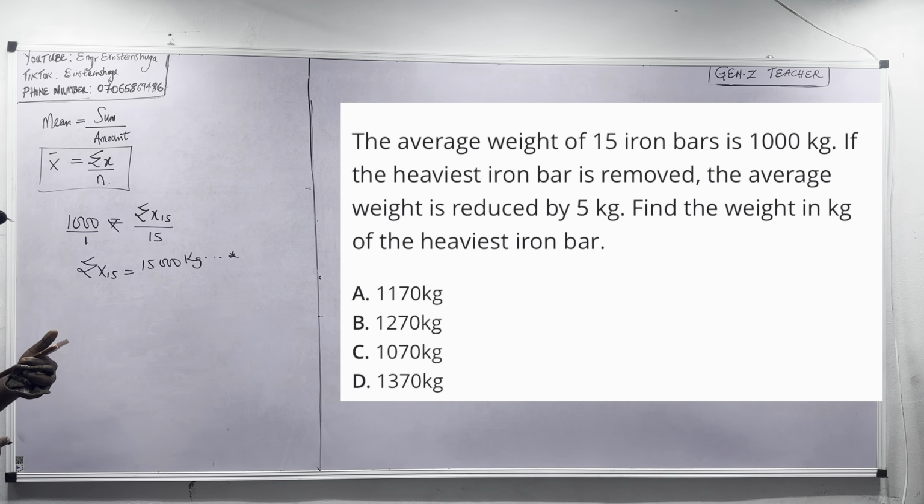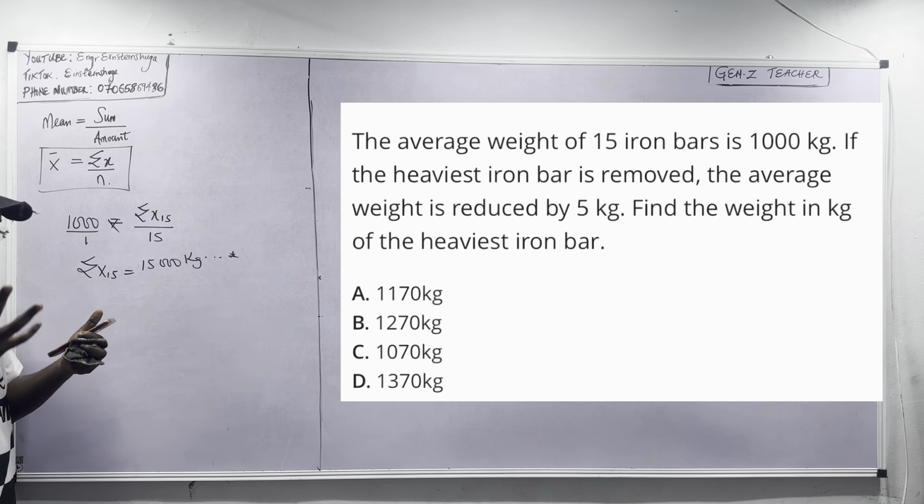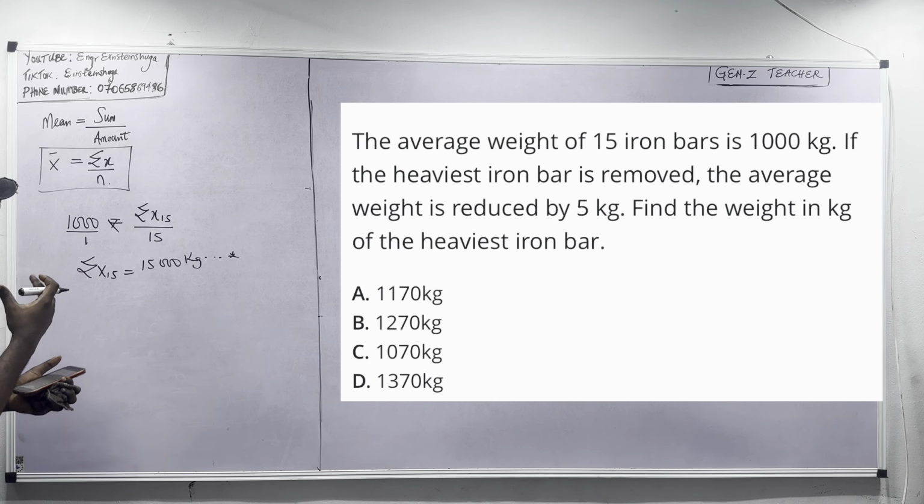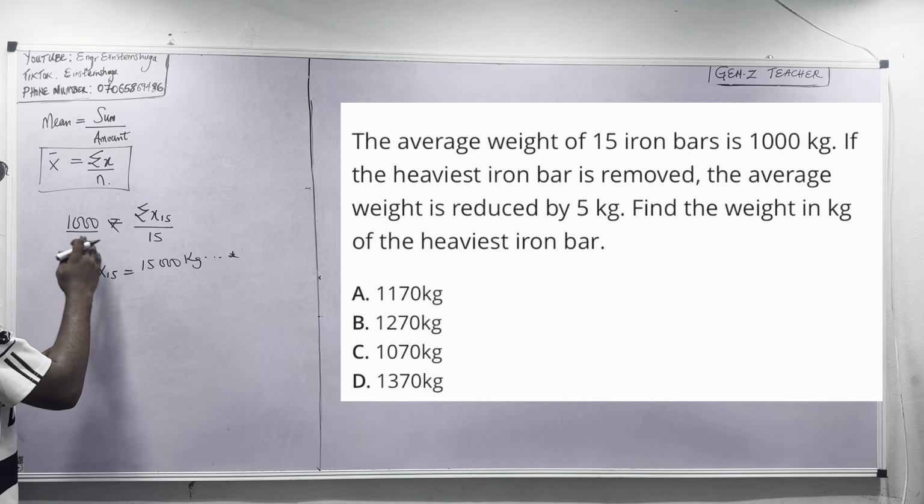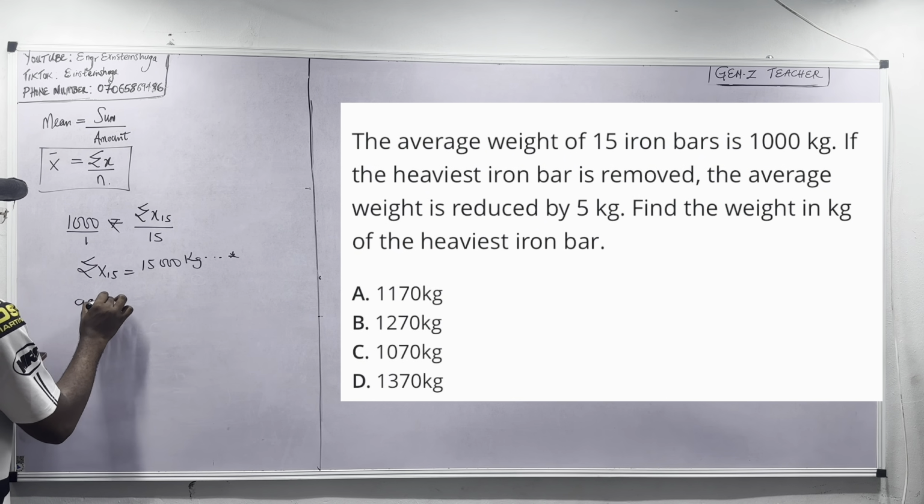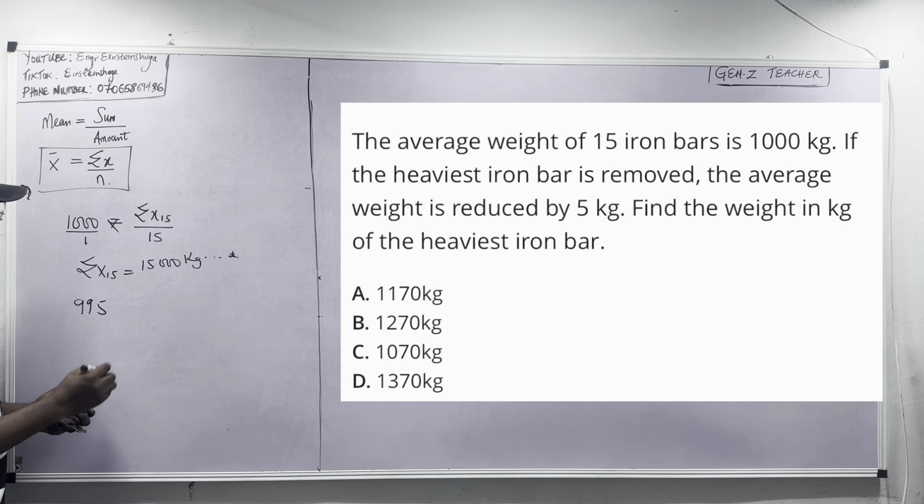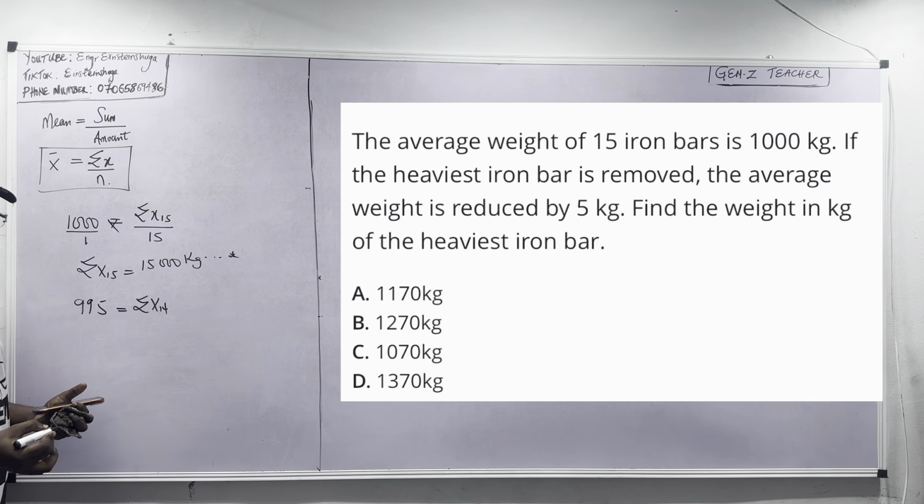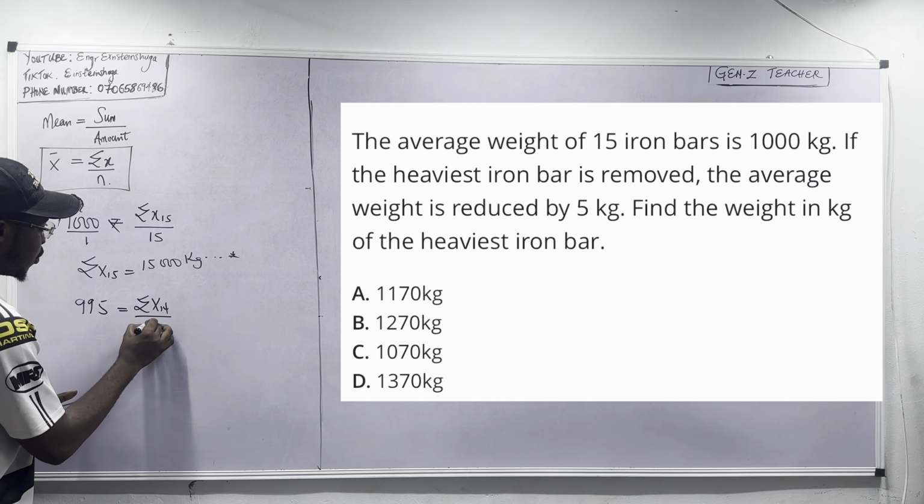Now they said that the heaviest iron bar is removed, and then the average weight, that means the mean again, is reduced by 5 kg. If you remove an iron bar, you're going to have 14 iron bars left. The new average weight was 5 less than the initial average weight, so we're going to have 995 as our new average weight. That should be equal to the sum, now with 14, not 15, because we removed one, divided by 14.